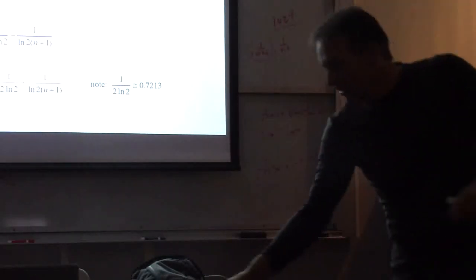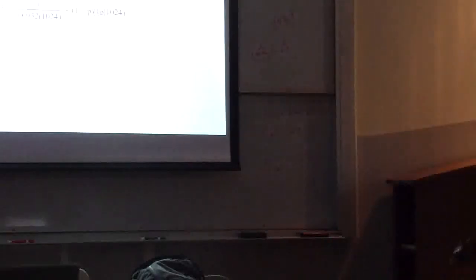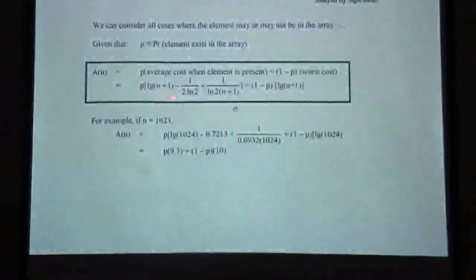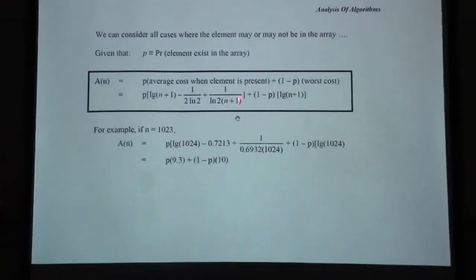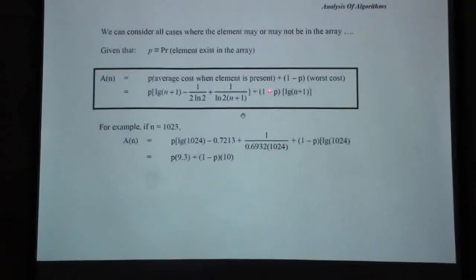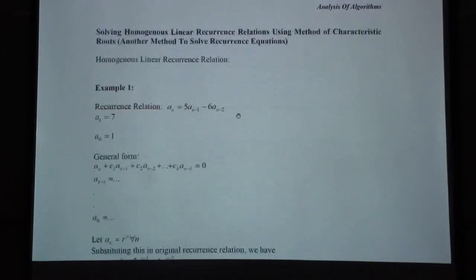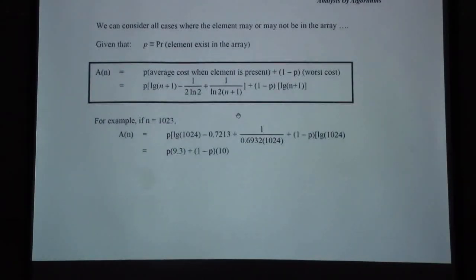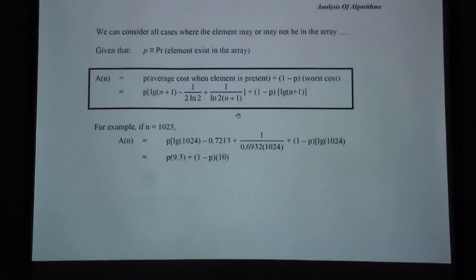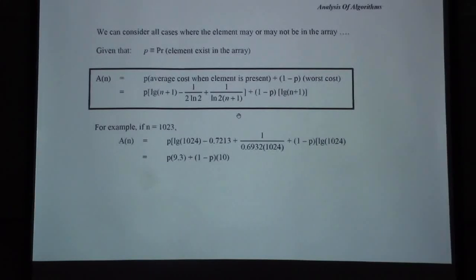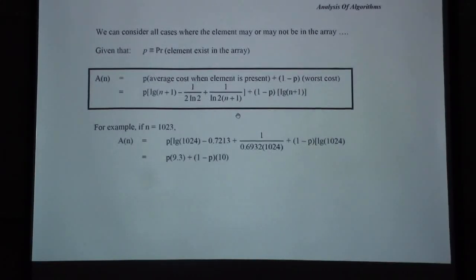So we can simply show it like this: P times the average cost plus (1 minus P) times the worst cost. The bottom line is, if you're searching 1,000,000 elements, the worst case complexity is 20, and the average case complexity is about 19. When you're searching 1,000,000,000 elements, the worst case complexity is 30, the average case is about 29.